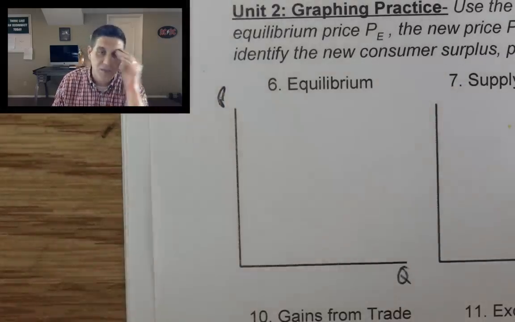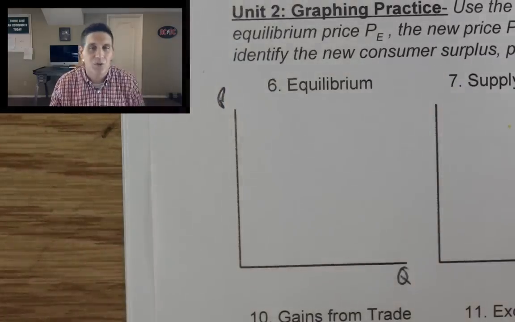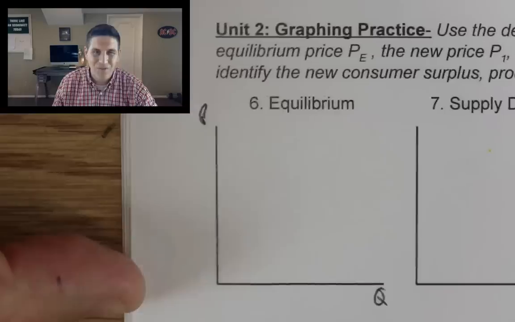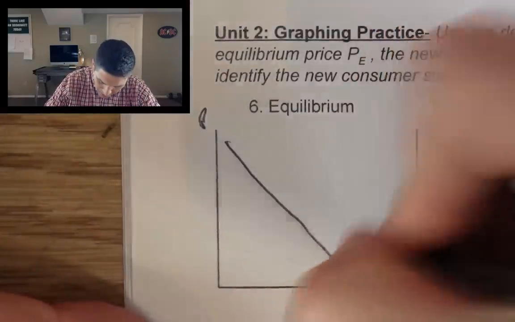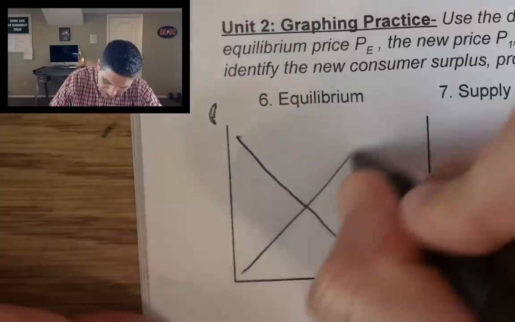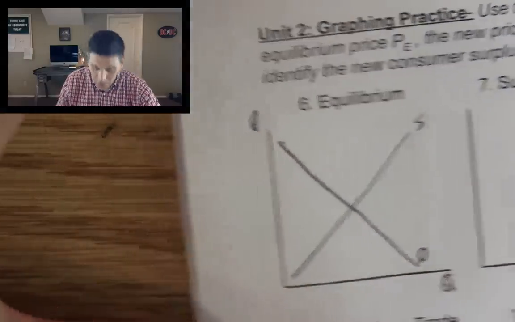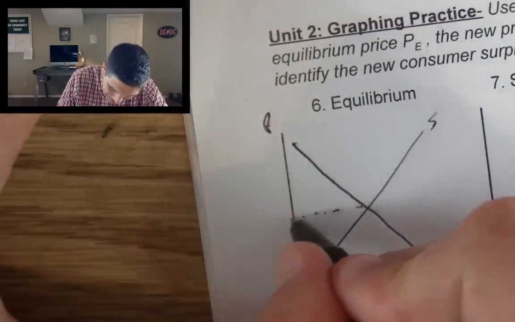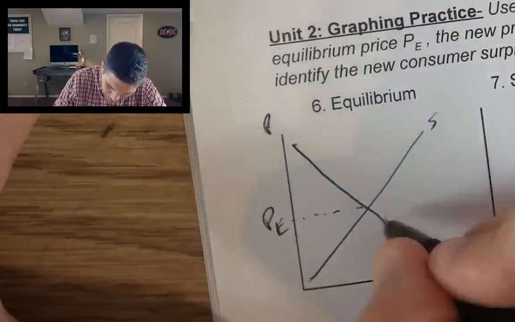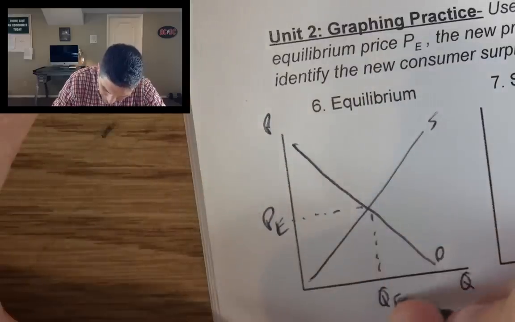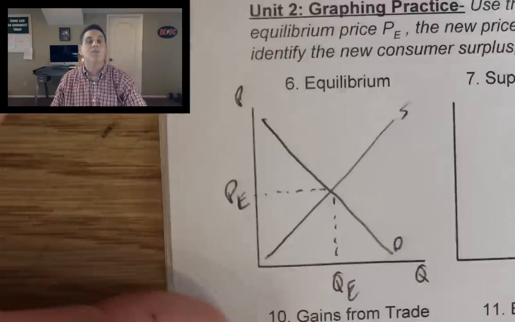AP teachers and college professors are kind of weird about this. Make sure you do your labeling properly. You miss points for dumb little things. So you've got a downward sloping demand curve and an upward sloping supply curve, for reasons I'm not going to bother explaining right now, but you know what they look like. And over here, we've got a price that says equilibrium and a quantity equilibrium. Everybody knows this graph. You get the concept. Do you understand the idea of equilibrium?